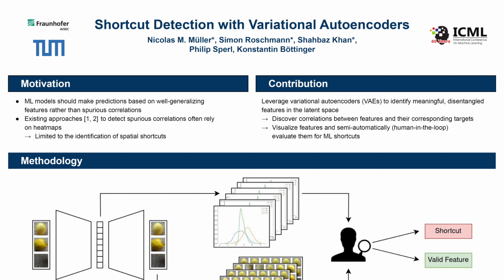To deploy machine learning in the real world, we have to ensure that models make predictions based on features that generalize. In particular, the model should be robust against spurious correlations, aka shortcuts in the data. In our paper, we leverage VAEs to discover feature target correlations in datasets, and we semi-automatically evaluate such correlations for shortcuts.